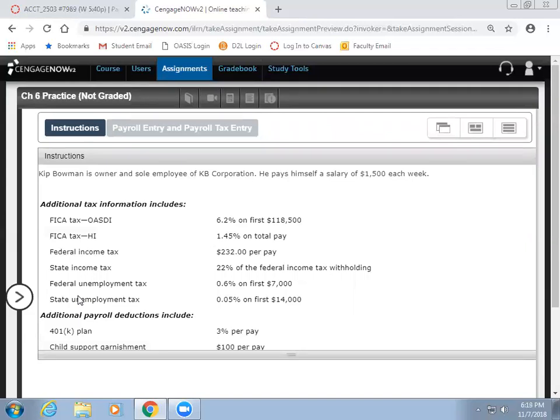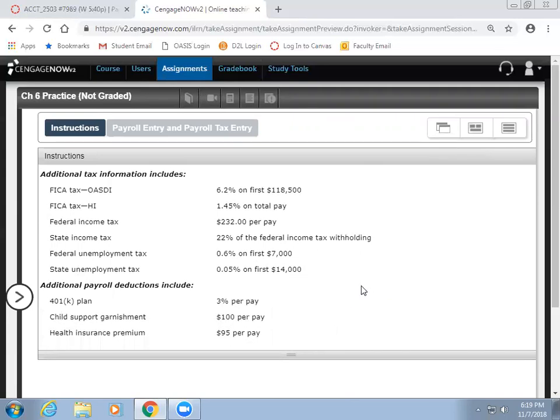Medicare is still 1.45%. Federal income tax is $232 per pay. State income tax is 22% of the federal. Okay. Federal unemployment tax is the standard 0.6% on the first 7,000 of wages. Their state unemployment for him is 0.05% on the first 14,000. And then he also pays 3% of his gross pay into a 401k plan. He has a child support garnish of $100 per pay and health insurance of $95 per pay.